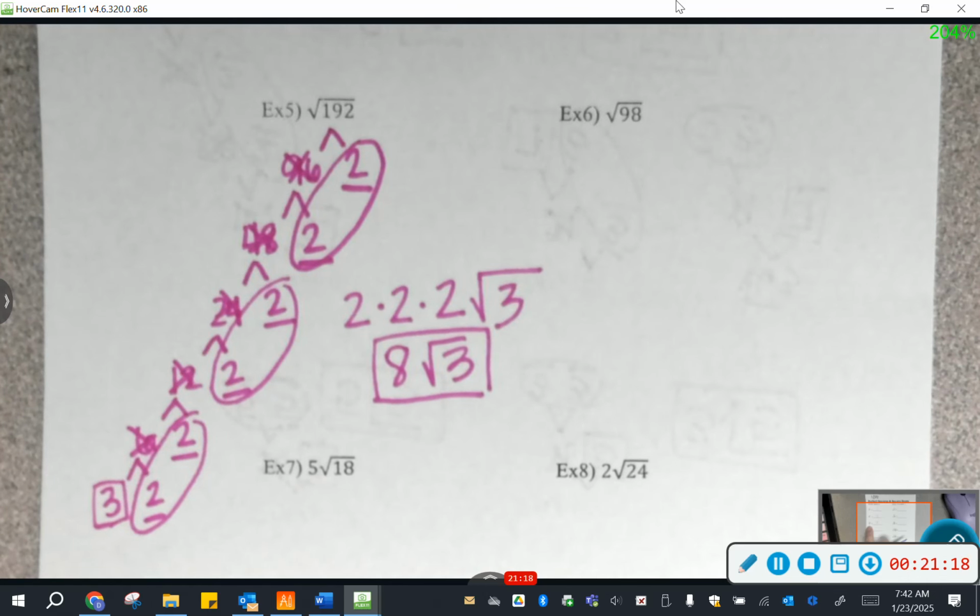Alright, I want y'all to try 98. Do number 6 on your own. Go.